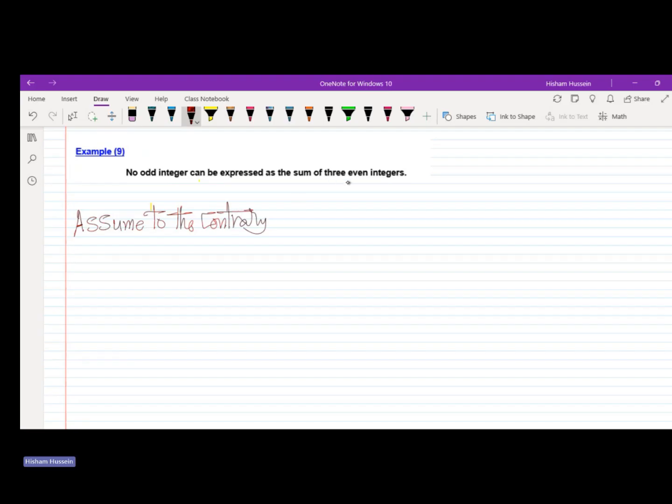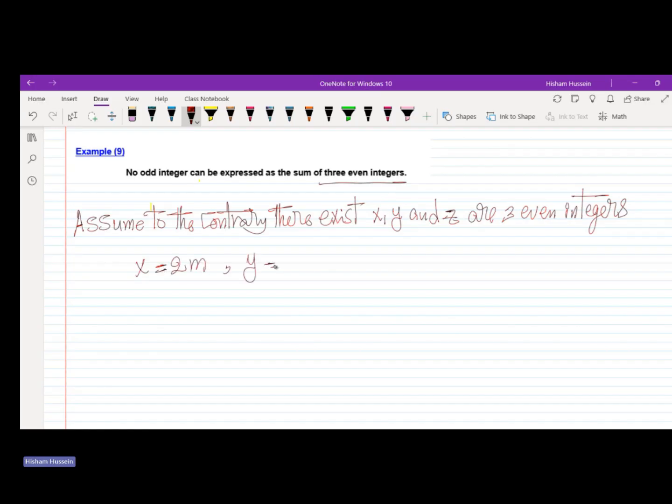Assume the contrary: the sum of 3 even integers. Now we have 3 even integers. There exist x, y, and z that are 3 even integers, where x equals 2m, for example, y equals 2n, and z equals 2k, or 2l, any letter.